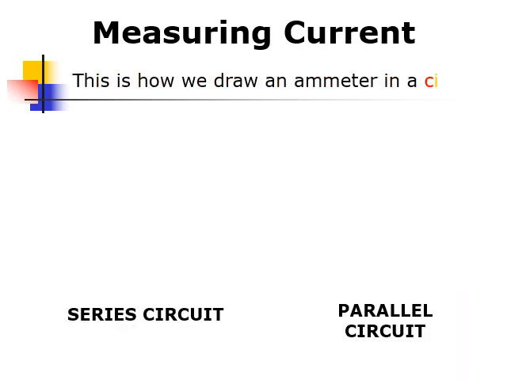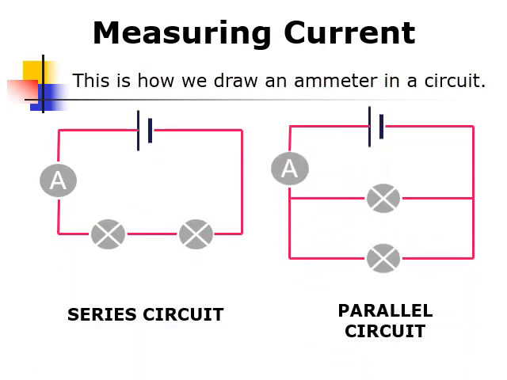Alright, so on this slide here we can see how we actually draw an ammeter in a circuit diagram. On the left we can see a picture of a series circuit, and you can see that the ammeter is just placed in series with both of our light bulbs, right, and the same current is going to be flowing through all three. The ammeter and both the light bulbs are all going to have the same current flowing through them.